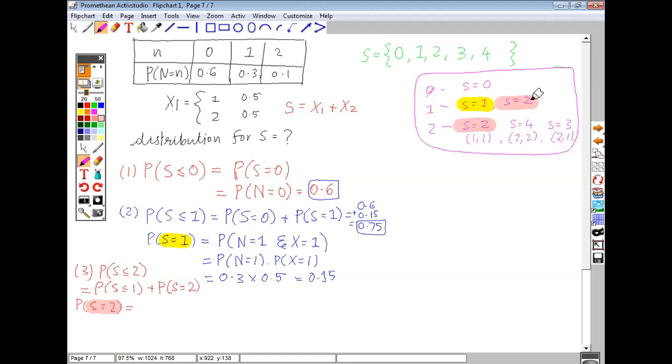Probability of N equal to 1 into probability of X equal to 2. Okay, let's go step by step. The very first step I will write is the probability that I observe my N as 1, comma, X is 2. Okay, then what should I be writing next?